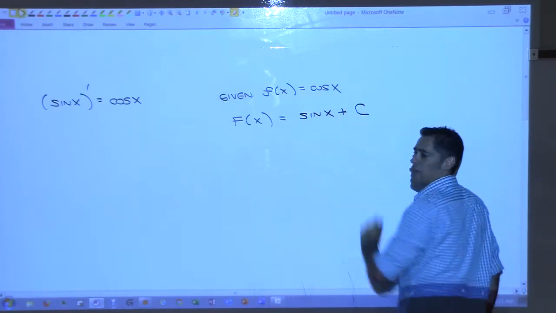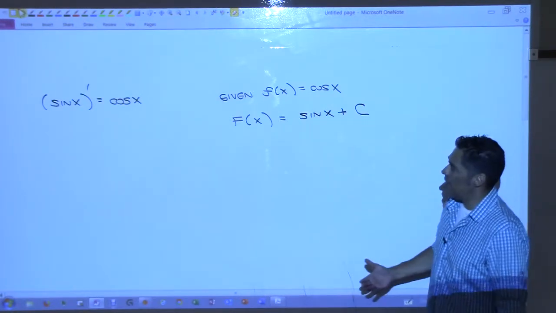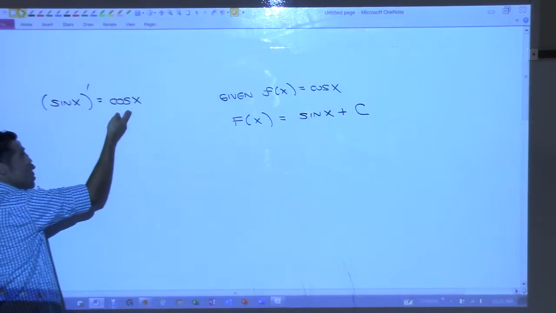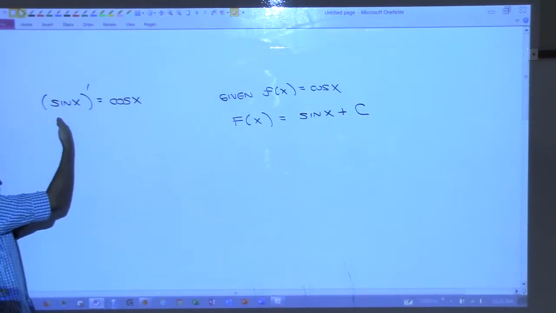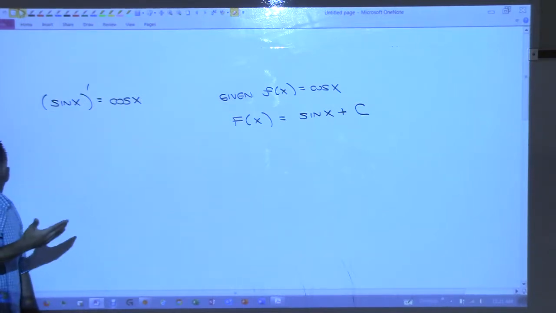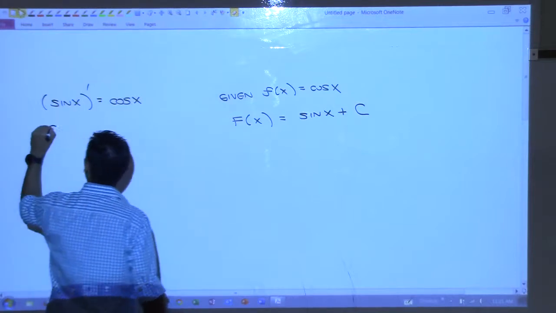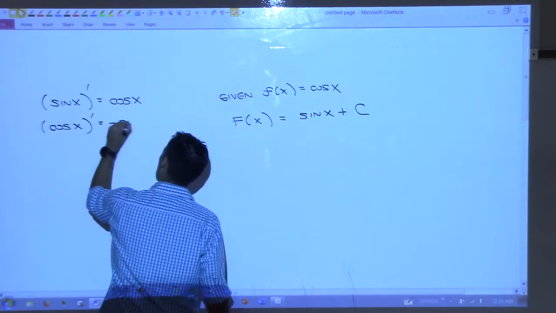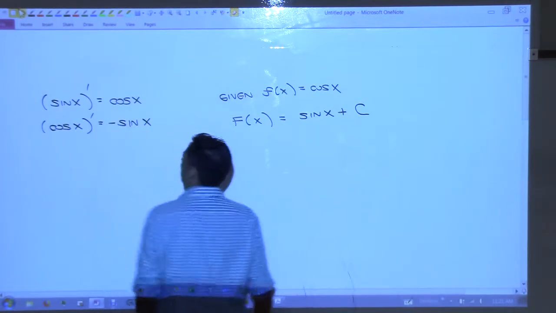plus some constant. So again, the idea is that I already know that the derivative of this gives me this, so if I want the antiderivative of that, it should be that, right? Plus some constant. And we could do this for everything we already know. So what's another one we know? We know the derivative of cosine of x, right? What's that? Negative sine of x, right?